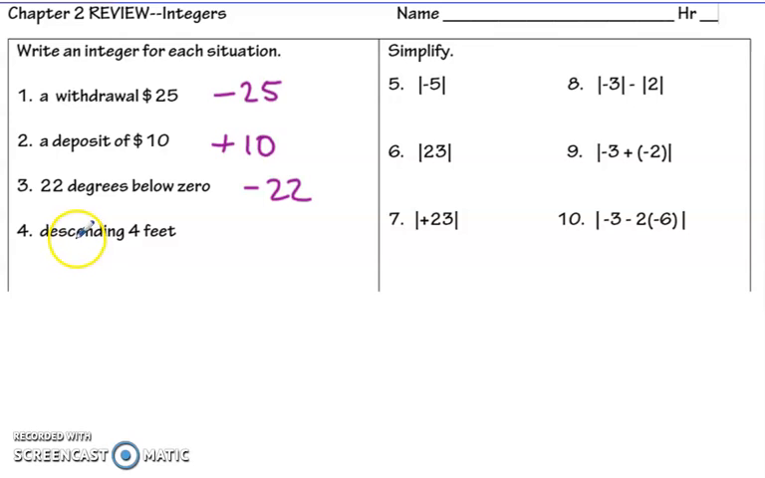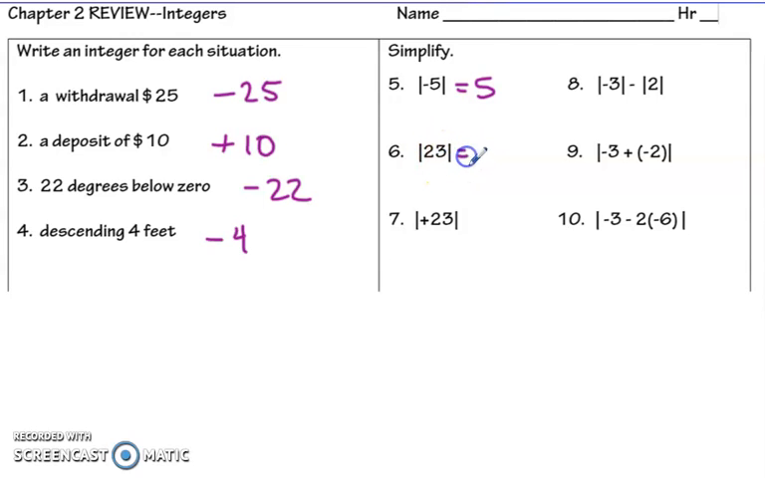Brr. Okay, descending. Descending means going down. Ascending, with an A right here, means going up. So descending is going down, which is a negative 4. Okay, absolute value is how far it is from 0. So negative 5 is 5 units from 0.